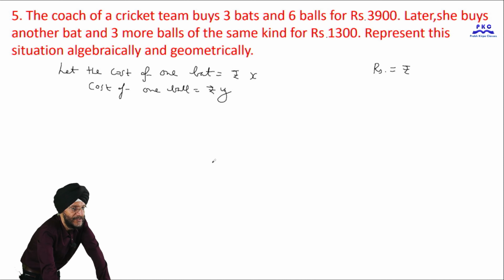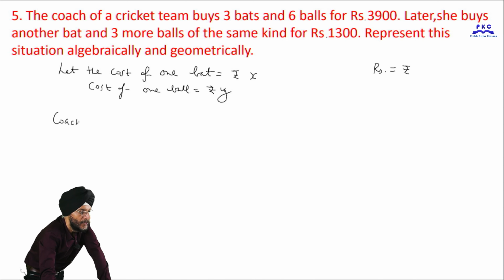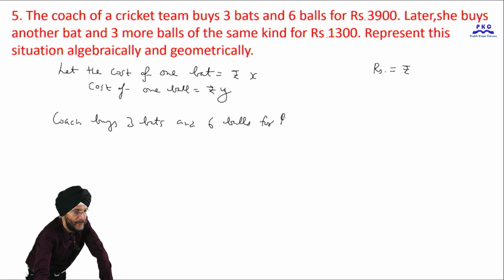Now what is given in the first scenario? It is given that the coach buys 3 bats and 6 balls for rupees 3900. This is the first scenario.